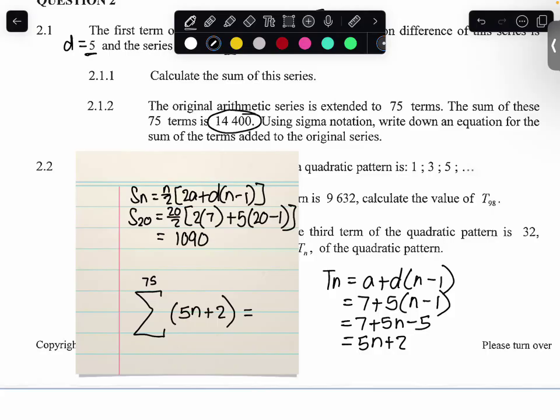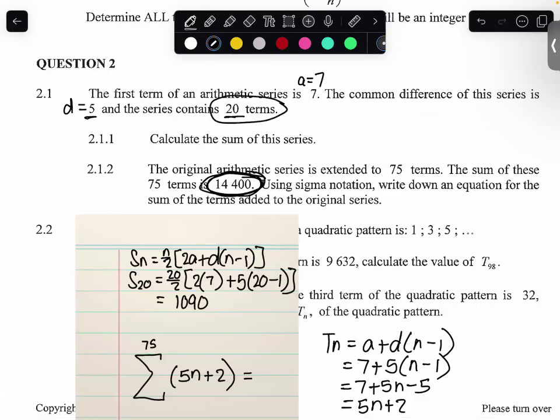Remember, whenever you take a sigma sign and you make it equal to something, the thing on the other side of the equals to sign is the sum. So they're not talking about the full 14,400. They're talking about the 14,400 minus the original first 20 terms. And the first 20 terms, remember, the sum of it was 1090. So they're talking about this, which is the full 75 minus the first 20.